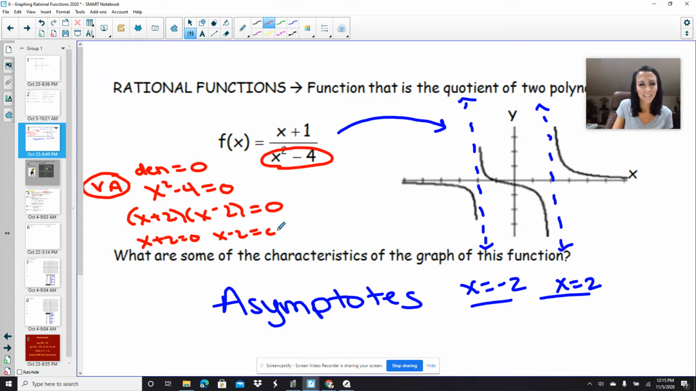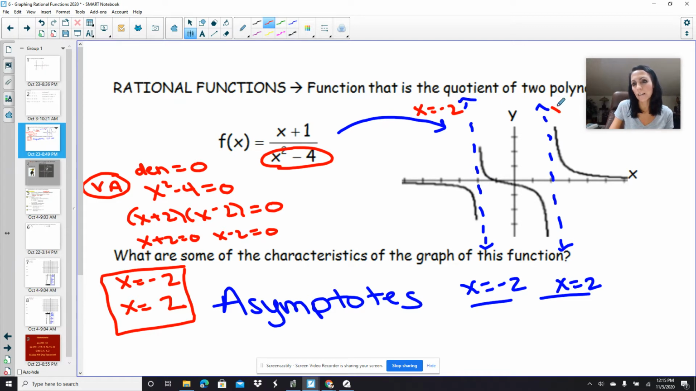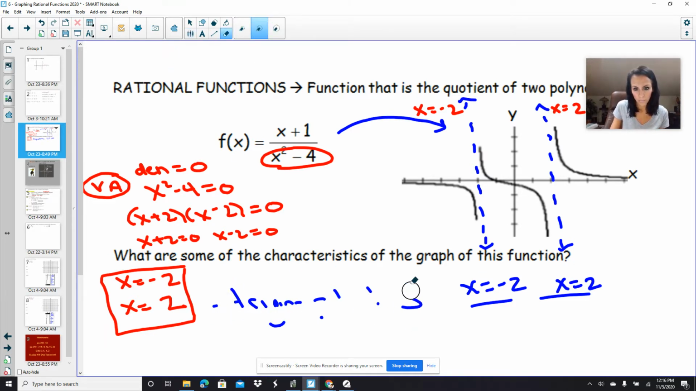I know I'm dragging this out. And x equals -2, x equals +2. So those are our vertical asymptotes, right here, x equals -2, x equals +2. Okay? All righty. Let me erase this here, because I'm going to use the space to do the rest.